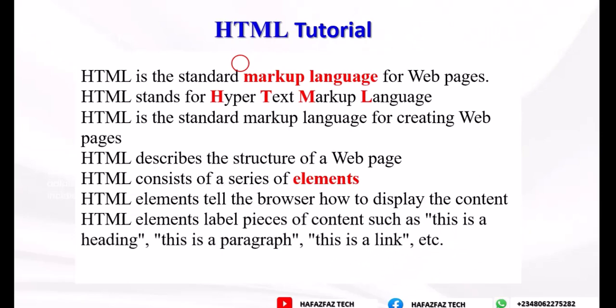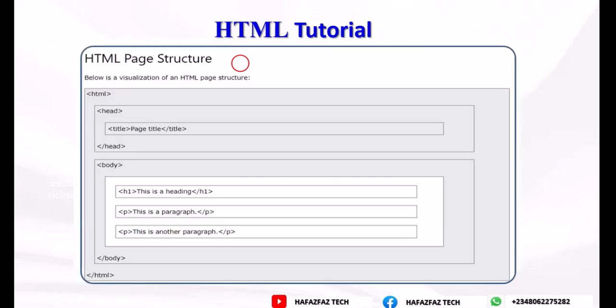Now, HTML elements label pieces of content, such as this is a heading, this is a paragraph, this is a link. This is the HTML structure, and this is basically how it looks. We are starting from the html, then after that the head, then the body, and then the closing tags.